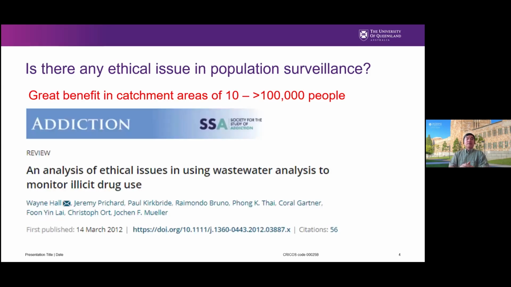Wayne led a paper talking about the ethical issue in wastewater analysis, and we concluded that if the catchment has more than about 10,000 people, then there would be no ethical issue in using wastewater analysis for monitoring of substance use.